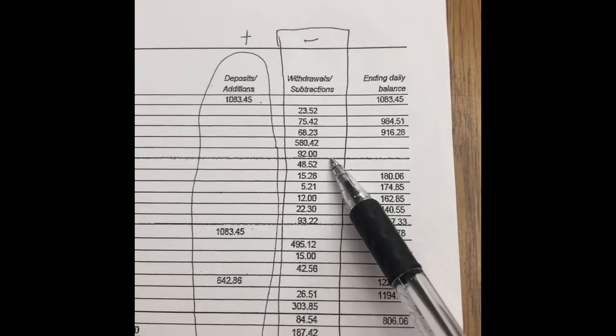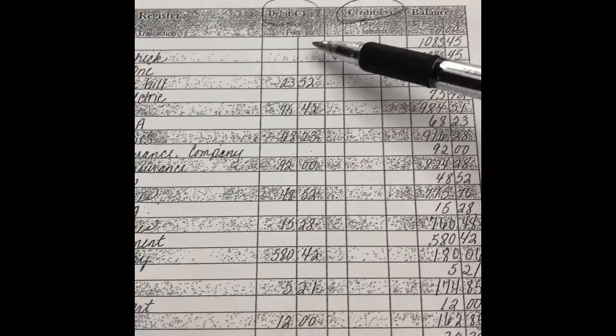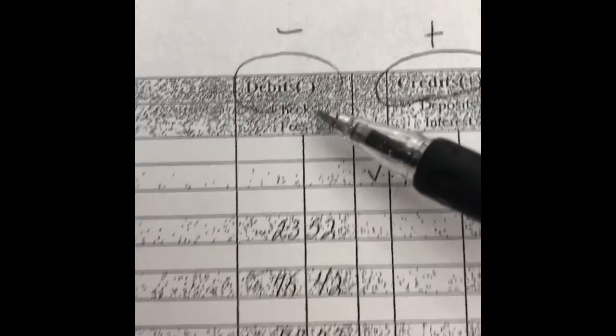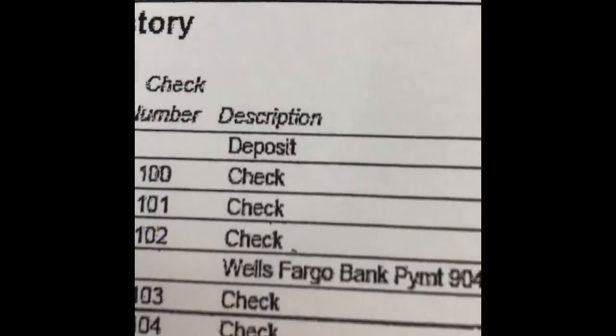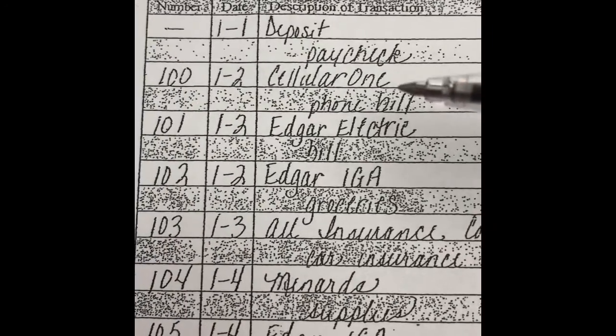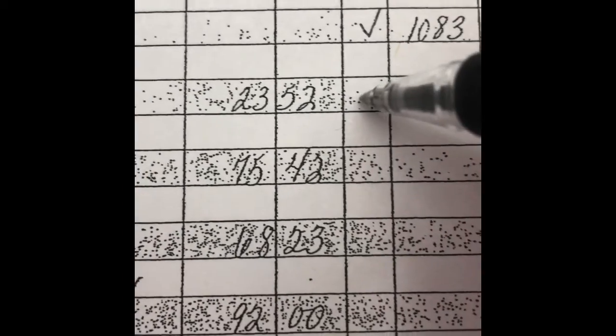I'm going to go through and look at each and every one of these withdrawals and find them under this column, which is my debits. So my first one here is $23.52, and that is check 100. So I'm going to come over here, I'm going to look for check 100, and I'm going to make sure that the amount matches, and if it does, which it does, I'm putting a check mark by it.